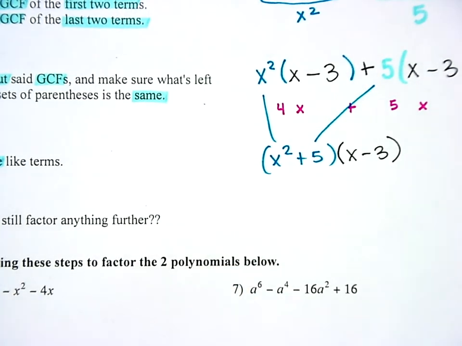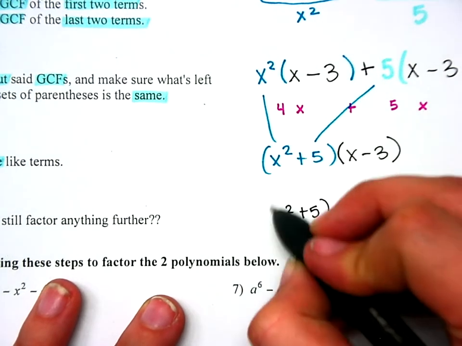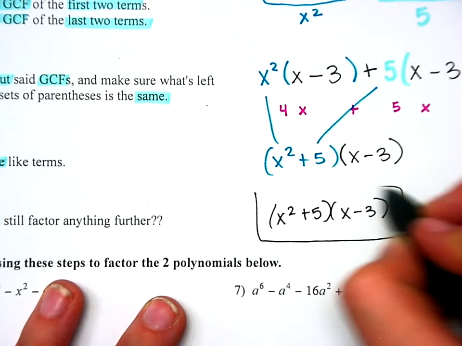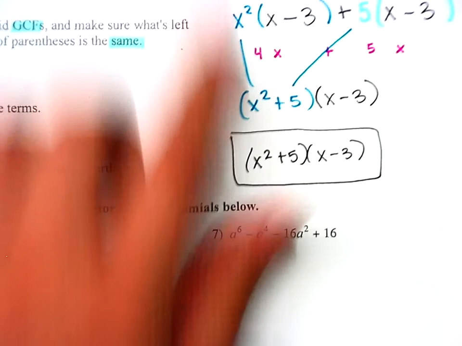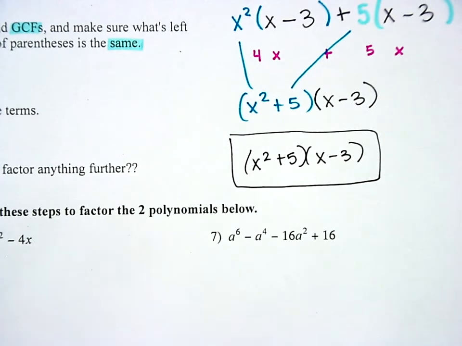So our final answer is x squared plus 5, that's one factor, and times x minus 3, that's the other. So that's your final answer. That is this polynomial completely factored. All right, so there's the steps drawn out for you guys.